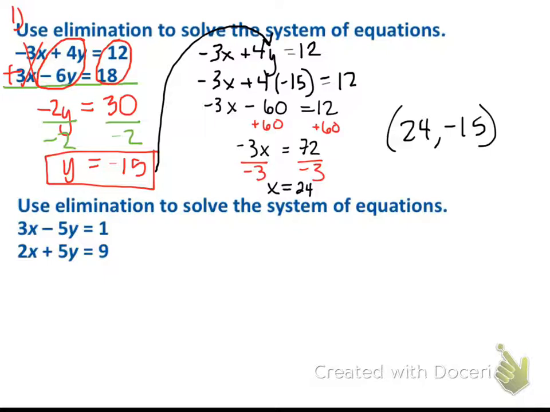Now that you've got the hang of it, you've seen it, why don't you think about it? I got 3x minus 5y equals 1, and I got 2x plus 5y equals 9. Am I going to eliminate the x or the y value? Eliminate what variable? Eliminate the y. Okay, so we're eliminating y. Am I going to need to add or subtract?